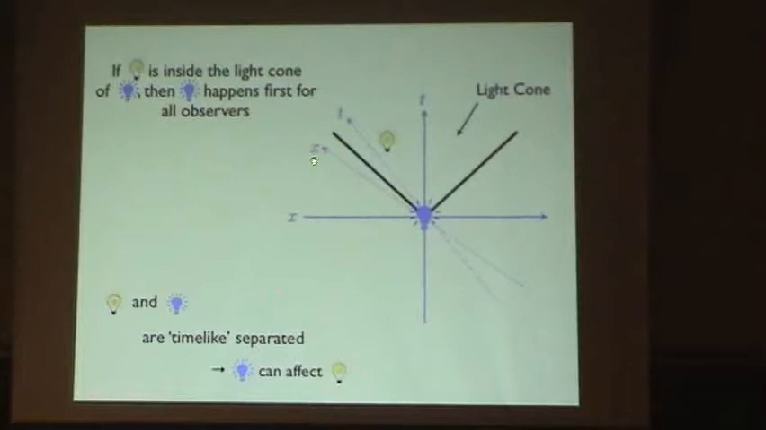It's because this axis here, this line that's telling us how the time slices are, can never get past the light cone line. So that's where the speed of light is entering. We say that these two events are time-like separated because they have a definite separation in time. One always happens before the other to every observer. And in this case, the event happening here, the blue light bulb going off, can have an effect on the yellow light bulb going off.